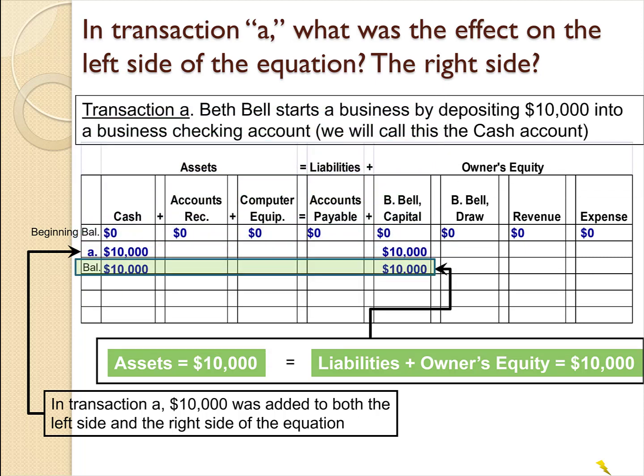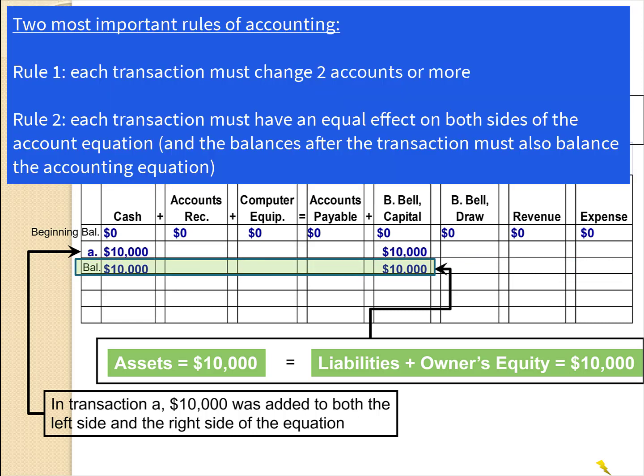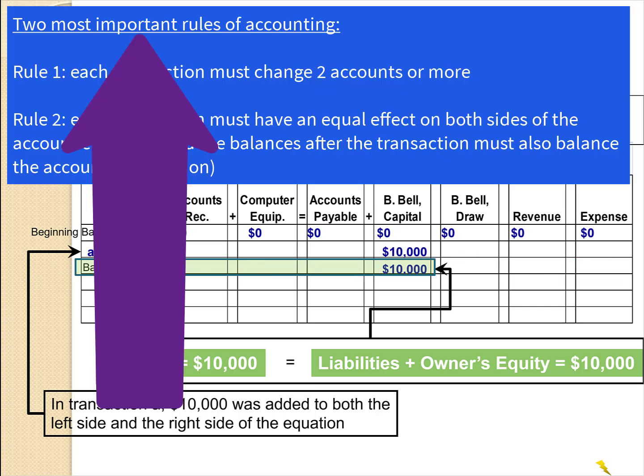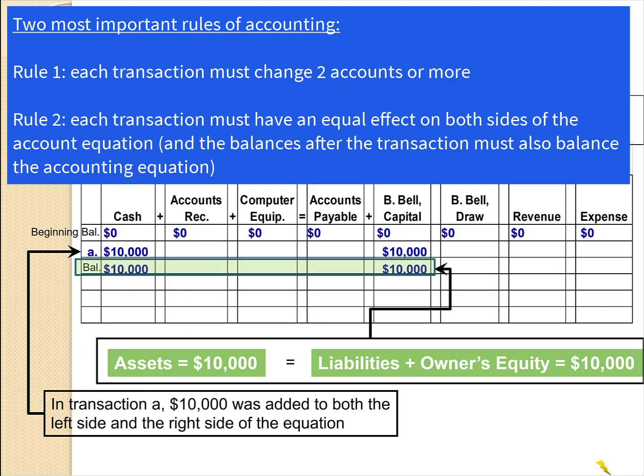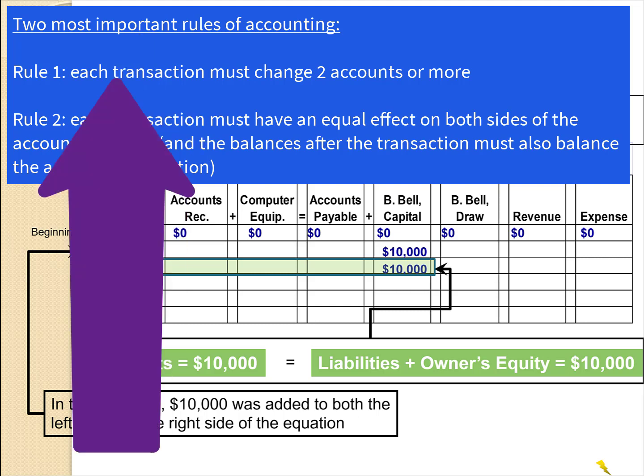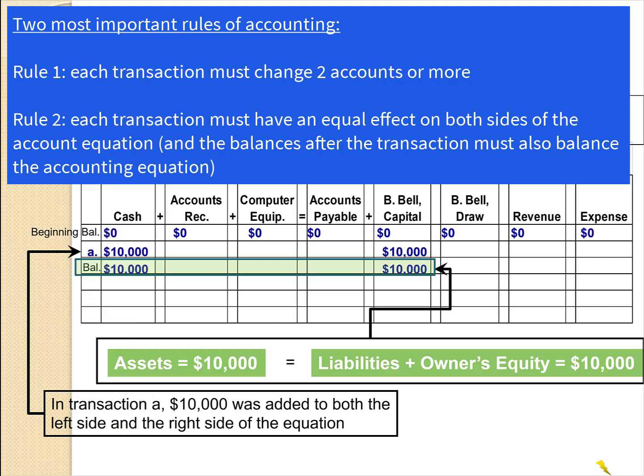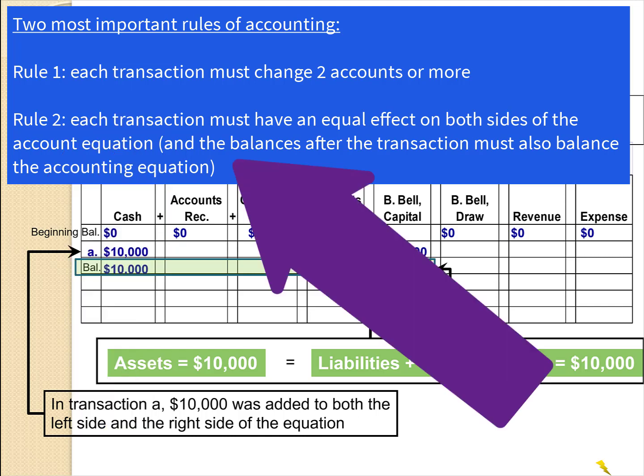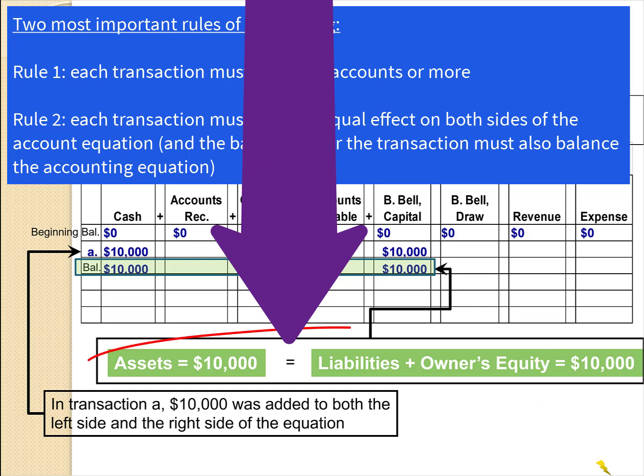And then we took a look at our balances. We found that $10,000 was on the left side under assets, and $10,000 was on the right side under owner's equity. So it's super, super critical to understand the 2 most important rules of accounting. 2 accounts or more are going to be affected by every transaction, and the transaction must balance, and then the balances after the transaction must also balance. In other words, the accounting equation must be true. Assets must equal liabilities plus owner's equity.